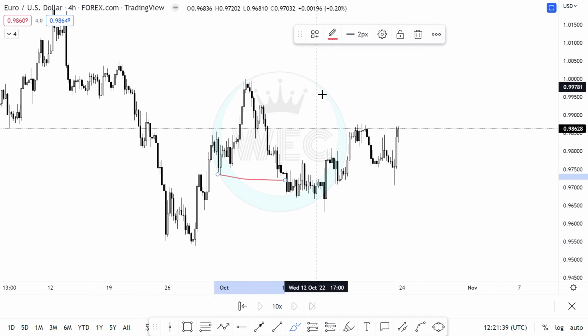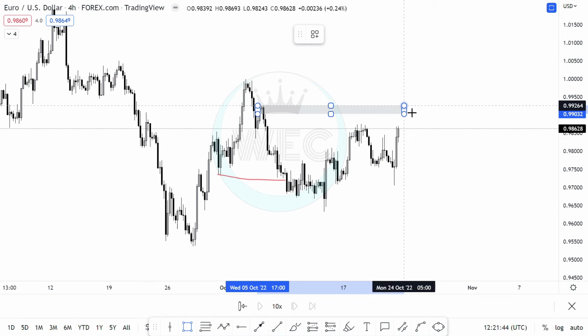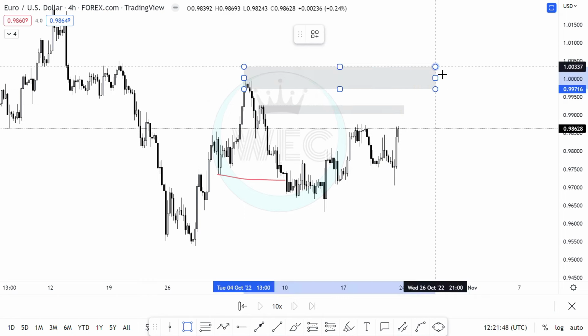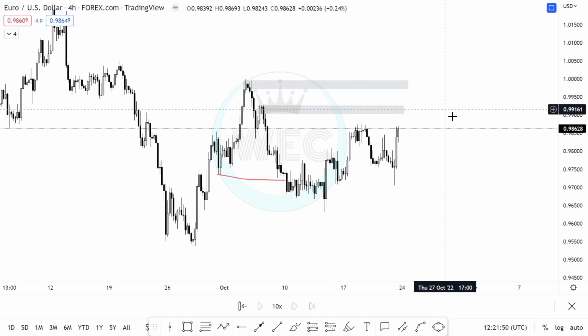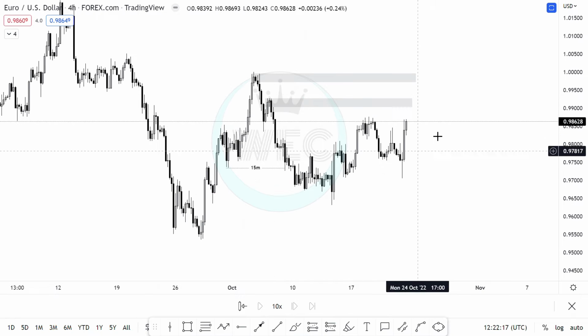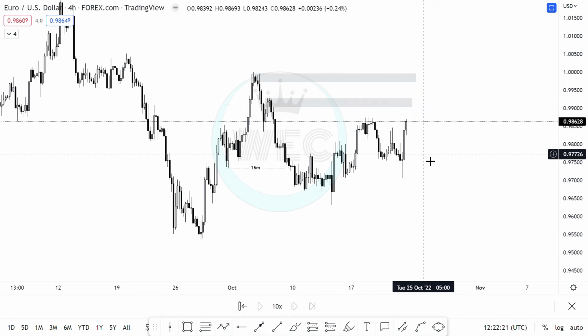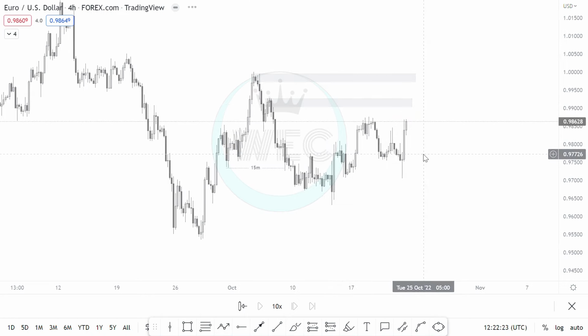Right in here I marked the supply zone as my H4 supply like this. I had one in here as a decisional supply and the one up here also as an origin supply. Now you guys know that I really like to look at M15 for my trades, but what I realized about this price action is this H4 leg was actually being built by H1. So I'll be switching to H1 to see how price is building up.